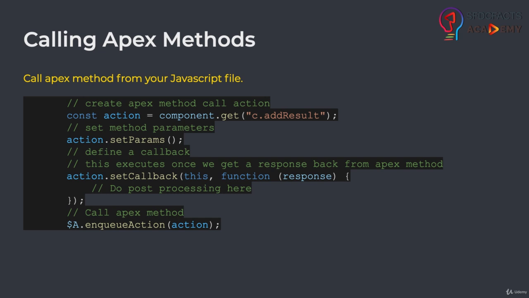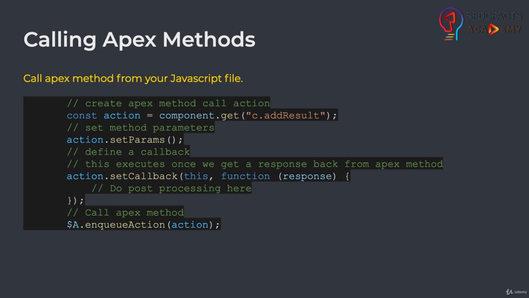Here in our case our namespace is c, but if you are working on a managed package, then you need to give your managed package namespace. After this you can define your parameters. So if your Apex method accepts any kind of parameters, you need to supply those from here. Then you need to define a callback.